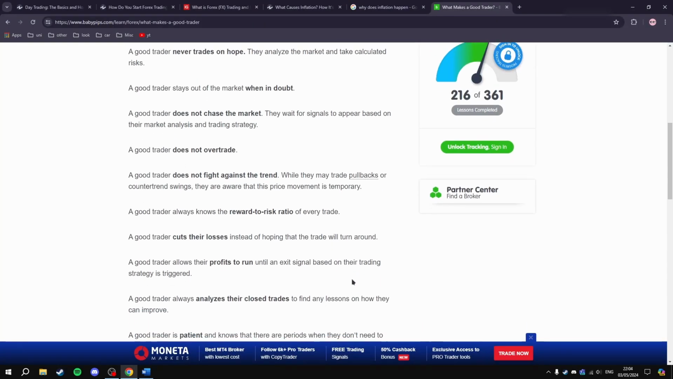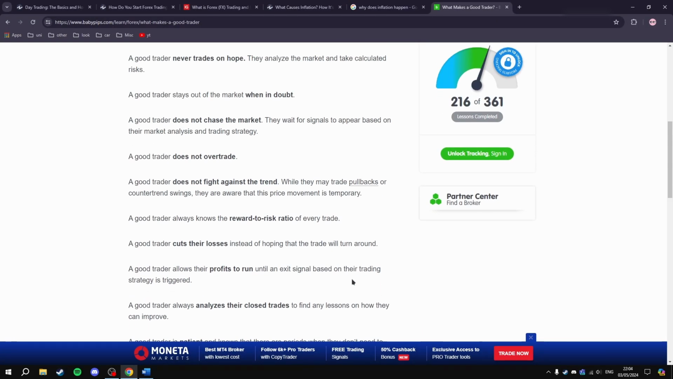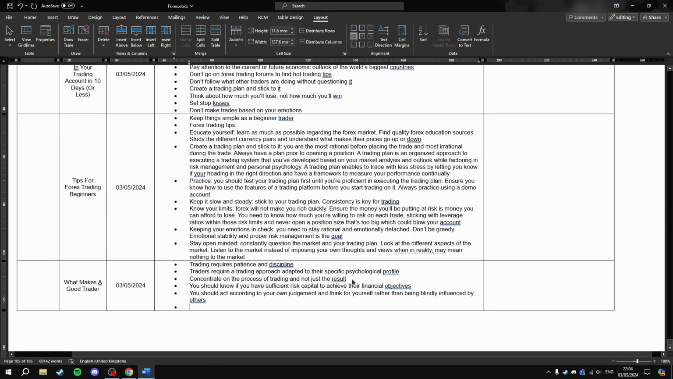A good trader never trades on hope. They analyze the market and take calculated risks. Never trade on hope. Analyze the market and take calculated risks.